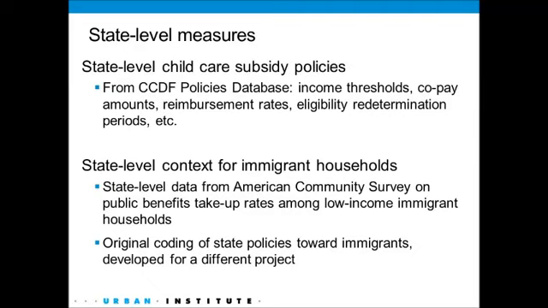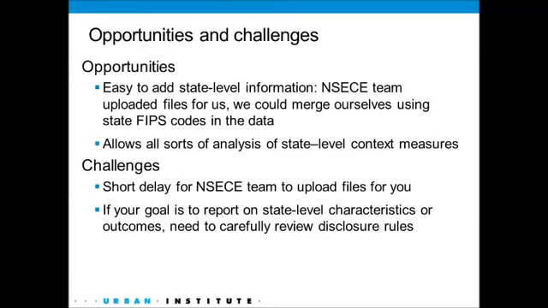We could try lots of different things to look at different state level contextual measures. The only challenge is there's just a short delay for the process of uploading the files. And then, as I said before, we were just interested in outcomes at the national level. So we weren't trying to report on any state level characteristics or findings. So as Rupa and Carlina mentioned, there may be different disclosure rules if you're trying to look at individual states.